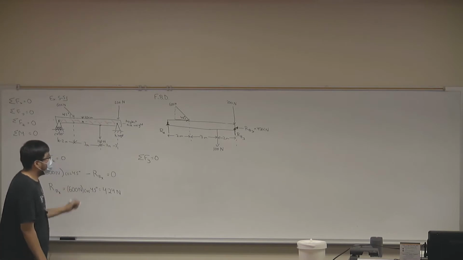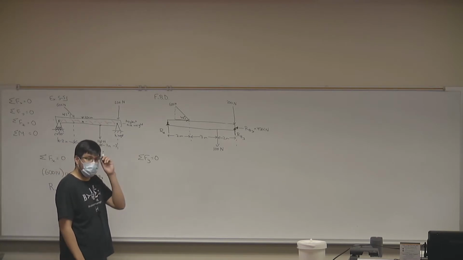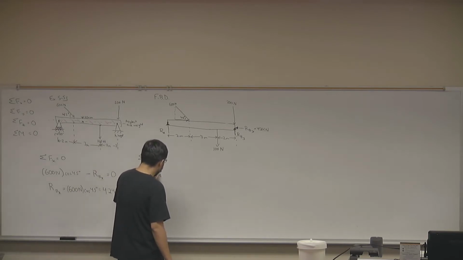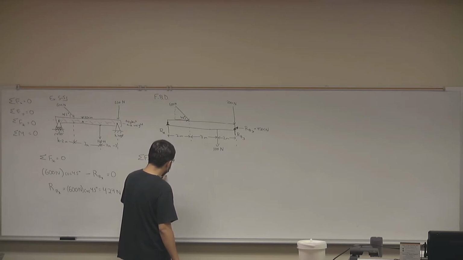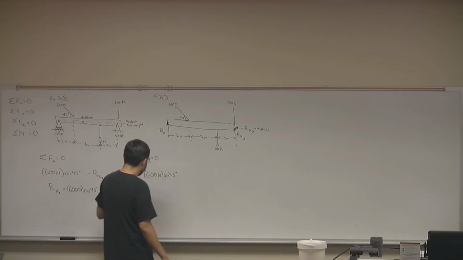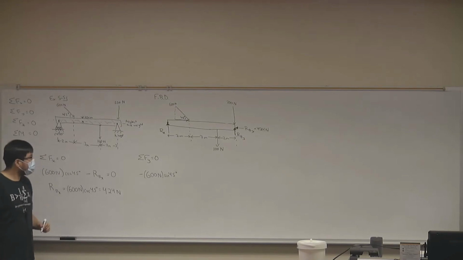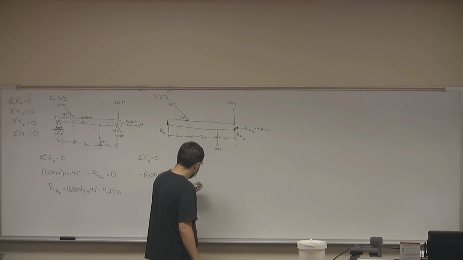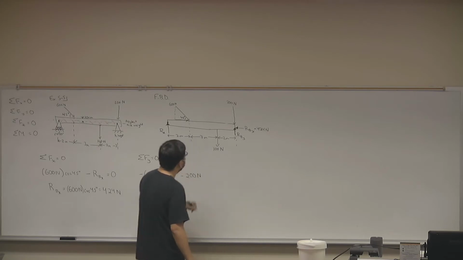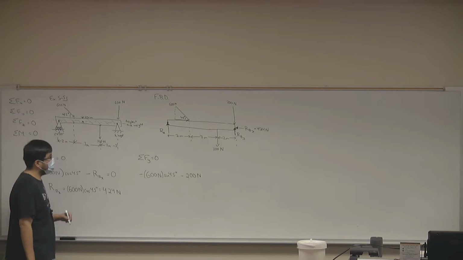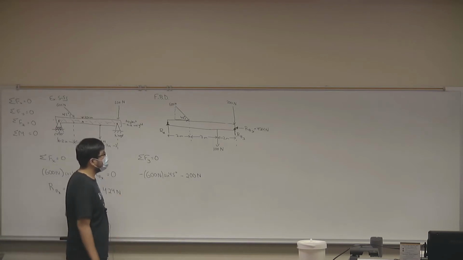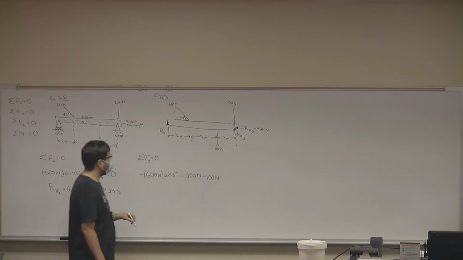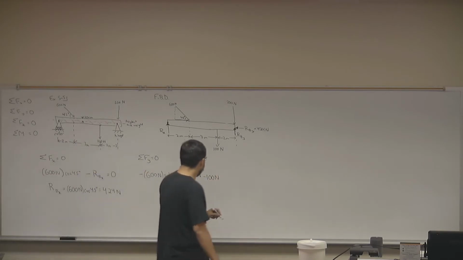So F of y. What forces do I see in the y direction, Tyler? 600 newtons times sine 45. Positive or negative? Negative. Okay. And then minus 200. Chris, what forces do you see? The negative 200. It's already there. Negative 100. Other Chris? RA and RB. Positive? Negative? Both positive.